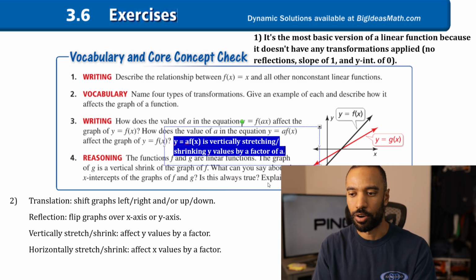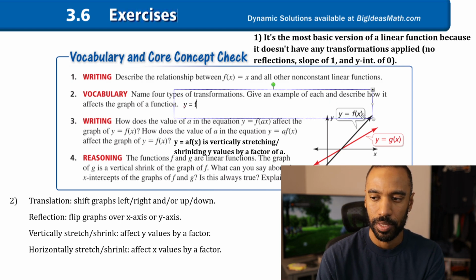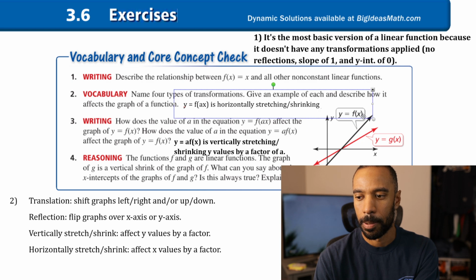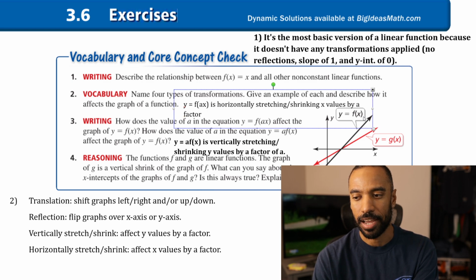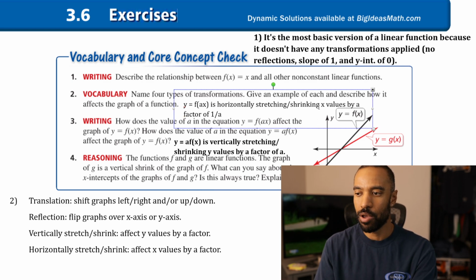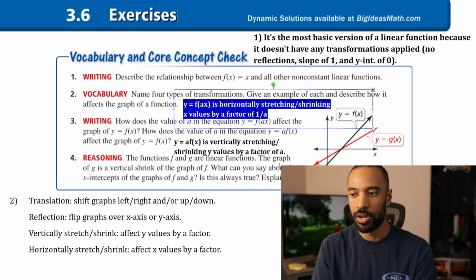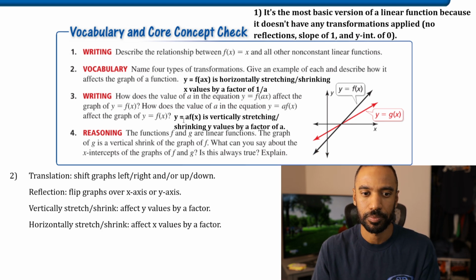I'm literally saying by a factor of a. I'm going to write the next one above here. y equals f of a times x is horizontally stretching or shrinking x values. Now, by the opposite factor, you have to flip this over by a factor of 1 over a. Whatever a was, you need to completely flip it over. If a was 2, now you're shrinking by a factor of 1/2. If a was 1/3, now you're stretching by a factor of 3. So you're doing the opposite whenever it's inside the function.